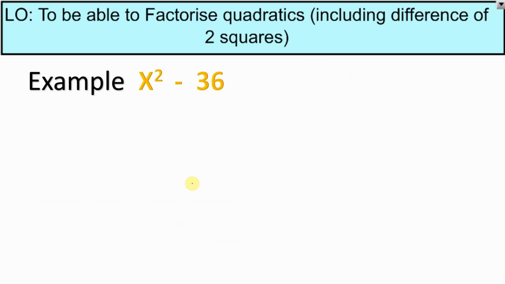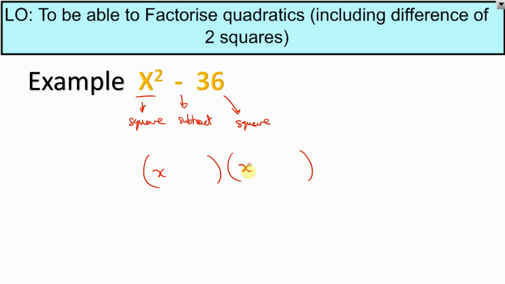Very, very quick note on these difference of 2 squares. This is where we have a square number, so x squared is a square number, subtract another square number, 36 is a square number, 6 times 6. This is a special case because we don't have any x terms in the middle, do we? And they're actually really easy once you do them, but it's a bit more difficult to spot. So what we do is we square root the x squared, which just gives us x, and we put that at the front. And then we square root the 36, which is 6, and we put that there.